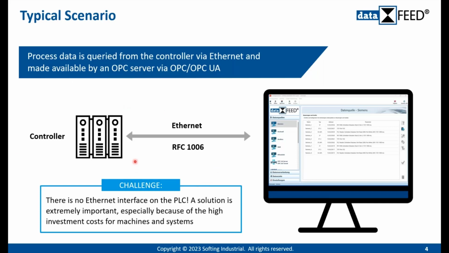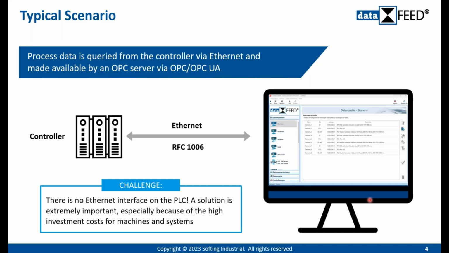A typical scenario is here. We have our controller, which is connected to an Ethernet, which speaks for Siemens, for example, the RFC 1006 protocol, and the data are provided via a standard interface, OPC Classic or OPC UA. But we have a big challenge with these old devices. There is no Ethernet interface on the PLC. So a solution is extremely important, especially because of the high investment cost for machines and systems. So the customer doesn't want to change his complete machine or the complete system only because it has no Ethernet interface, for example, on the S5.